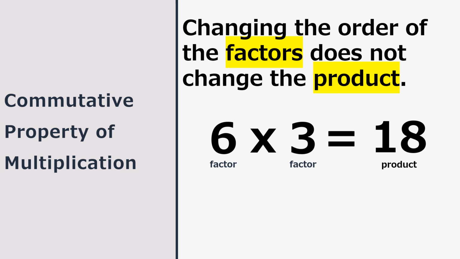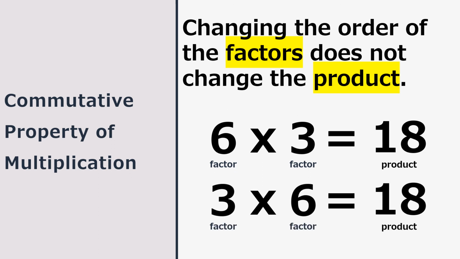So let's take a look at one of the multiplication sentences we've been working with. 6 times 3 equals 18. 6 is our first factor, 3 is our second factor, and our product, the answer to the multiplication problem, is 18. So because of the commutative property of multiplication, if we change the order of those factors, we will get the same product. 3 times 6 equals 18.